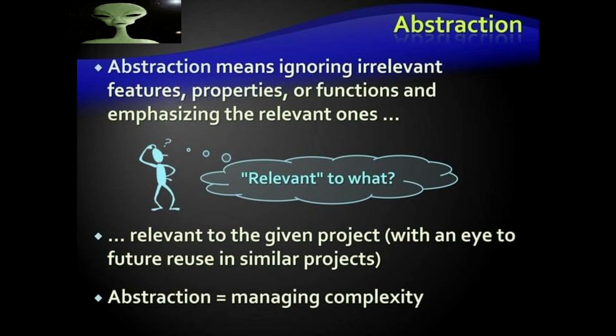Abstraction. Abstraction means ignoring irrelevant features, properties, or functions and emphasizing the relevant ones, as in relevant to the given project. Abstraction is a way of managing complexity in your project, methods, objects, and classes. Abstraction is something we do every day. Looking at an object, we see those things about it that have meaning to us. We abstract the properties of the object and keep only what we need.